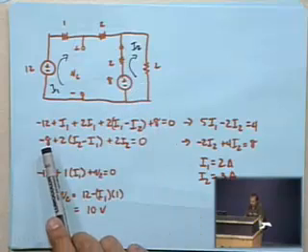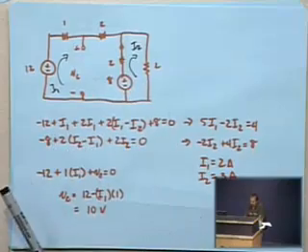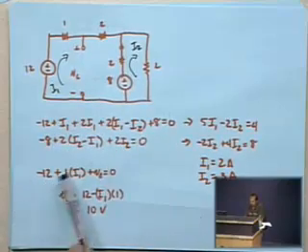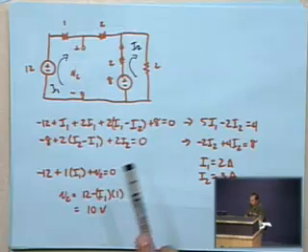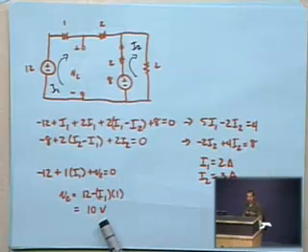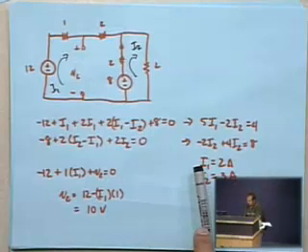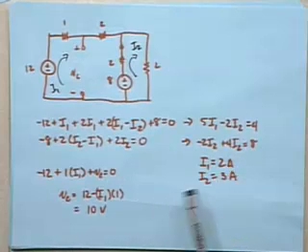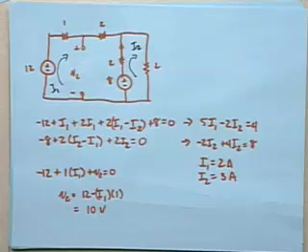Going around the second loop, we've got negative 8 plus 2 times (I2 minus I1) plus 2 times I2. Simplify that to negative 2I1 plus 4I2 equals 8. Solve those two equations simultaneously. You should get that I1 equals 2 amps, I2 equals 3 amps.